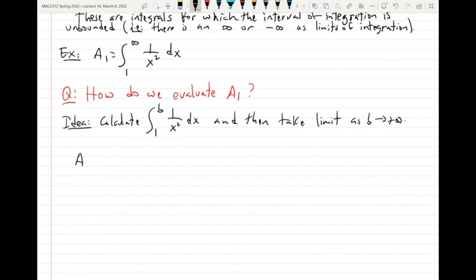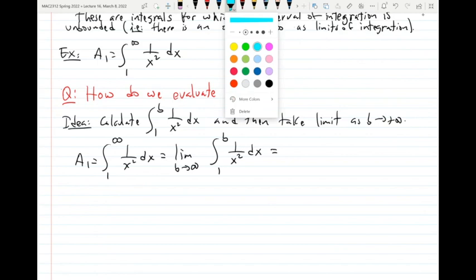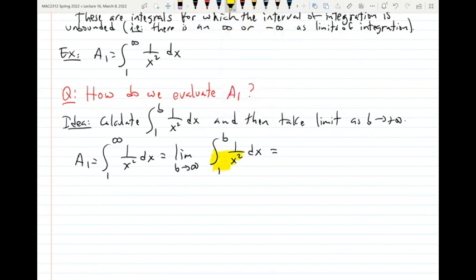So A1 equals the integral from 1 to infinity of 1 over x squared dx. By definition, or we're about to define that, our idea was, I don't know how to deal with infinity, but I know how to deal with a b in there. So from 1 to b, and then we just take the limit as b approaches infinity. Okay? Why do we do that? Because now here we can use the fundamental theorem of calculus. Nothing stops me from that. Okay? So let's do it.